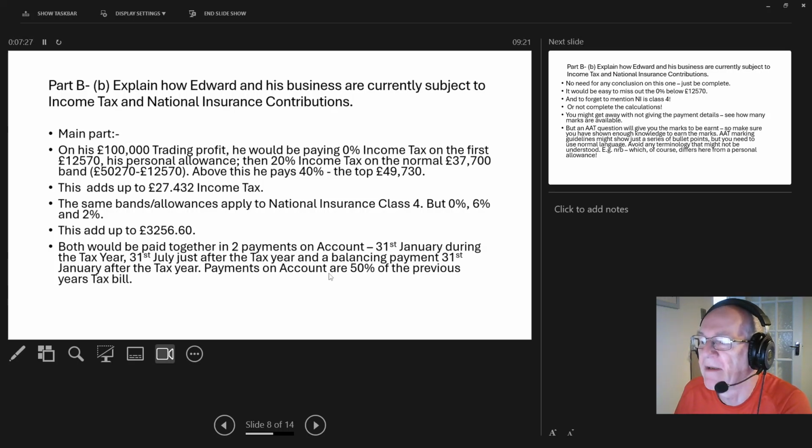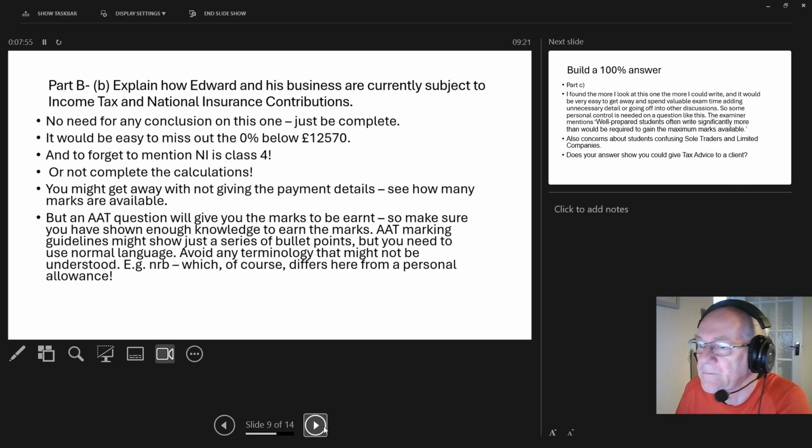Both would be paid together in two payments on account, 31st of January during the tax year and 31st of July just after the tax year, and balancing payments 31st. It's a bit arguable as to whether that's needed, but the question explained how he's currently subject to income tax, so the payment dates in a way are part of being subject to income tax and national insurance. So it's good knowledge to show that you know that they're paid together and the payments on account. So that's pretty much done. Everything's complete. No need for any conclusion, just be complete.